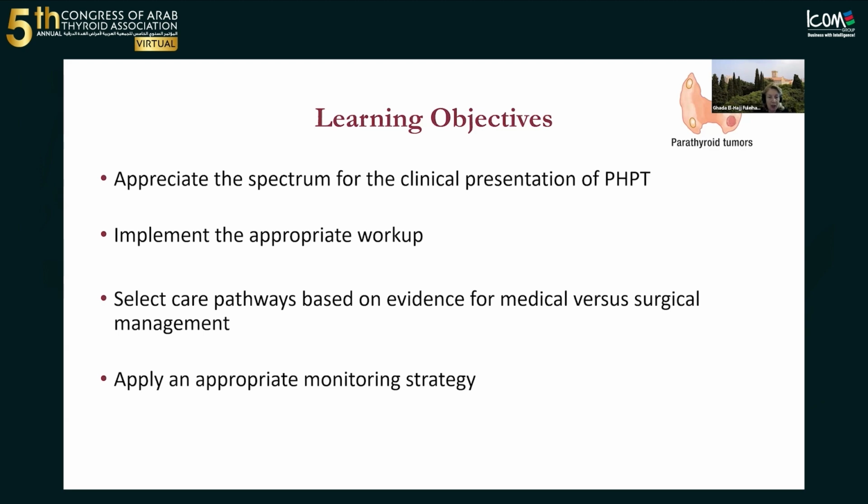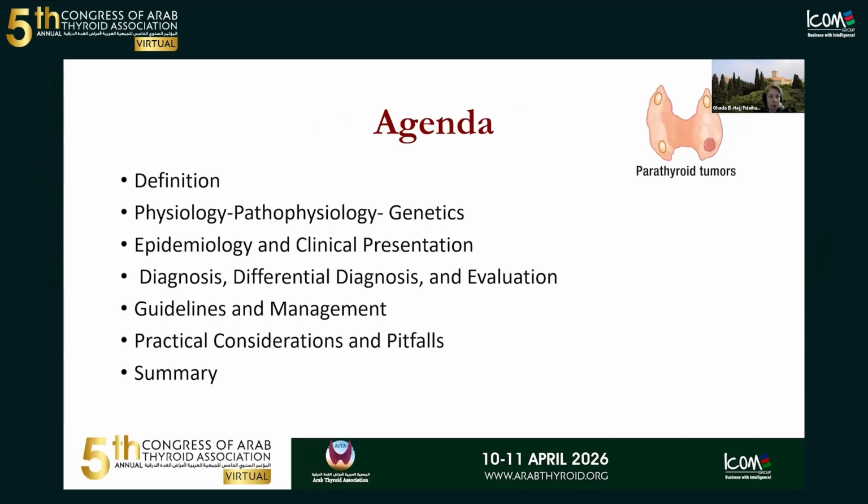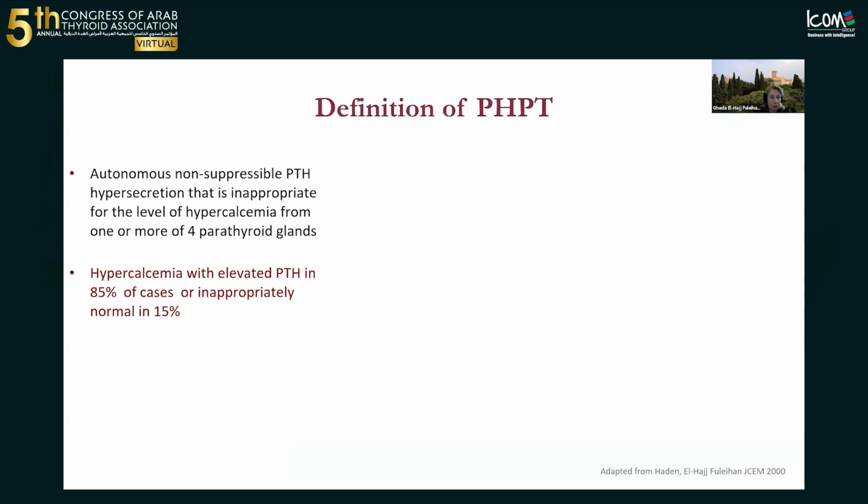The learning objectives are to appreciate the spectrum of the clinical presentation of primary hyperparathyroidism, implement the appropriate workup, select care pathways based on evidence for medical versus surgical management, and apply an appropriate monitoring strategy. So how are we going to do that? I'm going to start with a definition, go on to physiology, pathophysiology, genetics, epidemiology, and clinical presentation, moving on to diagnosis, differential diagnosis and evaluation, and the meat would be the guidelines for management, practical considerations and pitfalls, and a summary.